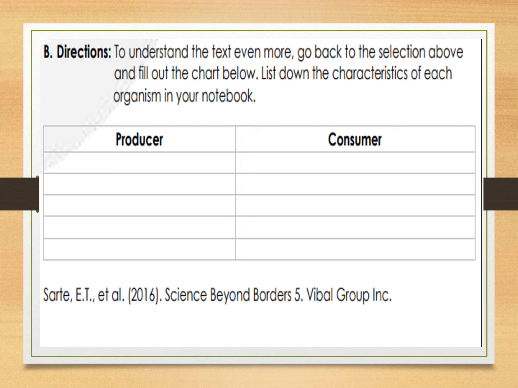Now let's move on to letter B, directions. To understand the text even more, go back to the selection above and fill out the chart below. List down the characteristics of each organism in your notebook. So we have the producer and consumer.